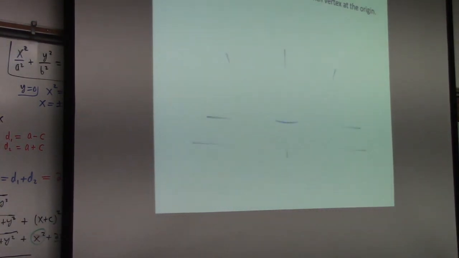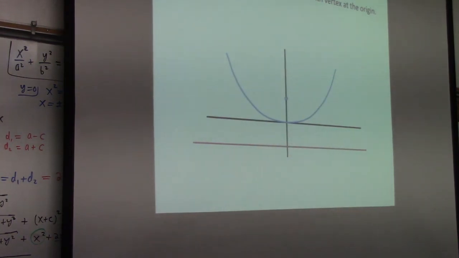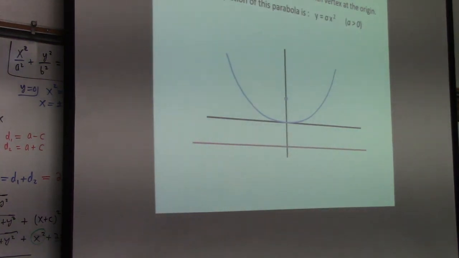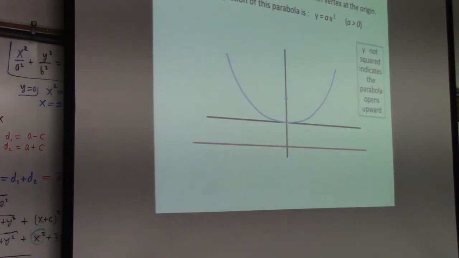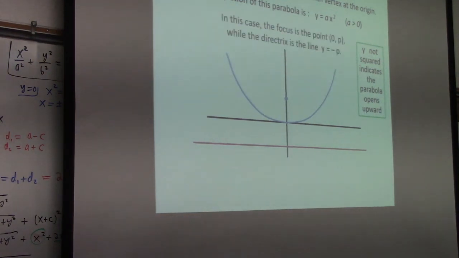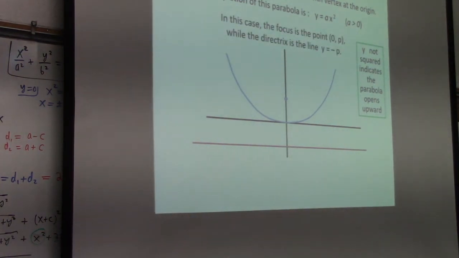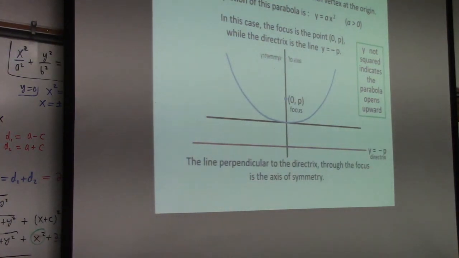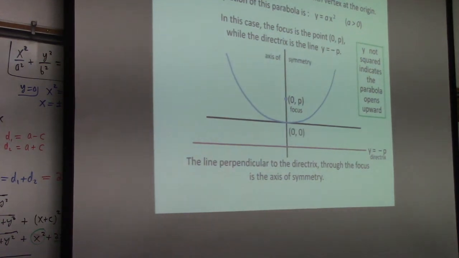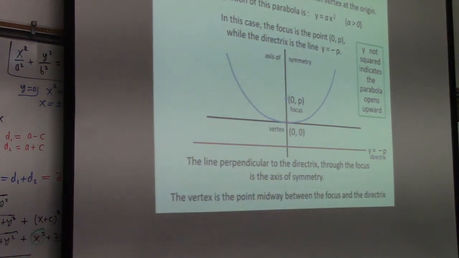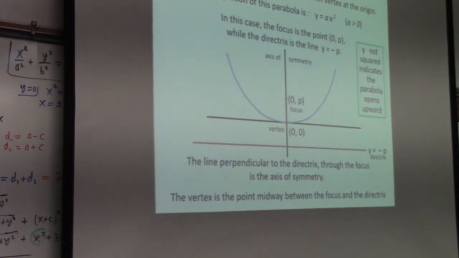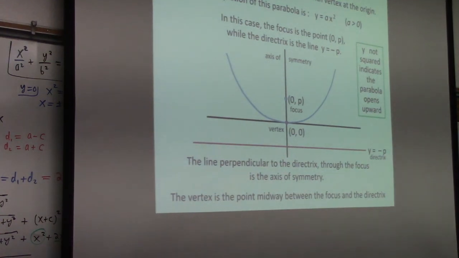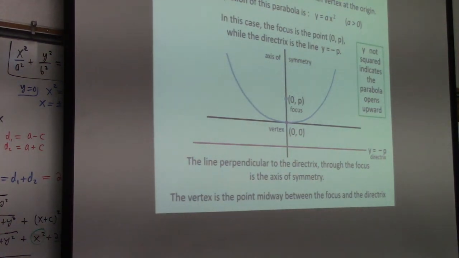Consider a parabola that opens up. So here's a picture, vertex at the origin. The equation is this, right? Well, we know that. Y equals x squared indicates the parabola opens upward. In this case, the focus is (0, p). The line perpendicular to the directrix is the axis of symmetry. The vertex is the point midway between the focus and the directrix. Honestly, when I'm talking to calculus students, I rarely ever talk about a focus or a directrix for a parabola, right?